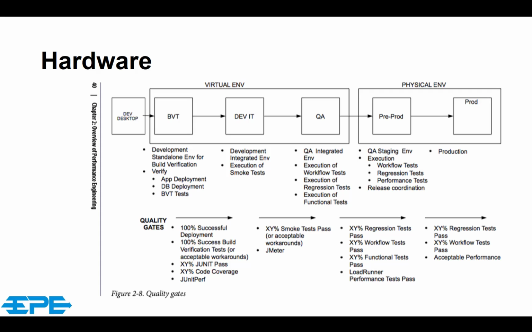Another illustration that I pull from the book is this, which I've used in a few organizations before. You can see this is on page 40. But what this illustration represents is showing how the flow of code moving through a developer's desktop into your BVT, your build validation test environment, then into a dev integration environment, into a QA environment, then moving again from that virtual environments into perhaps some physical environments where you get into pre-production and then production.